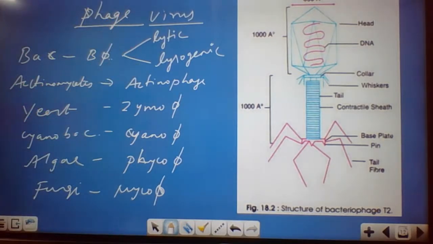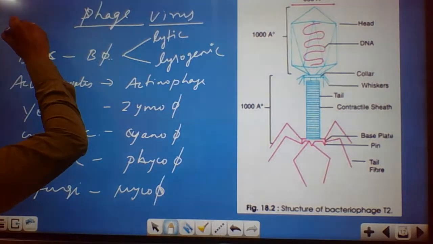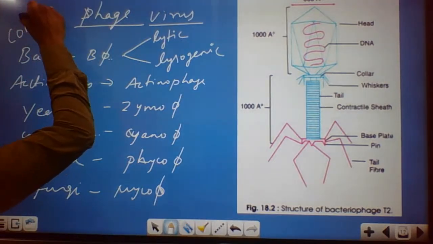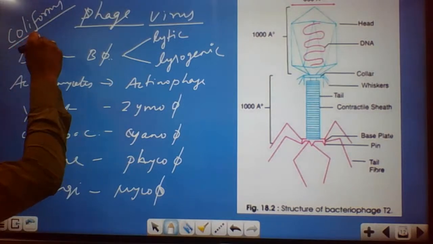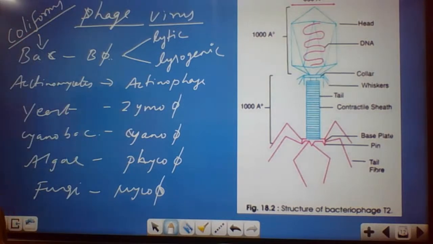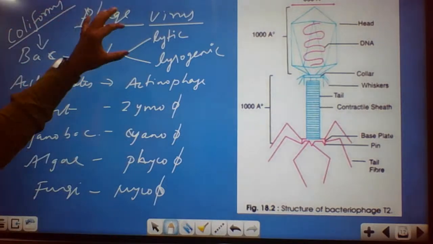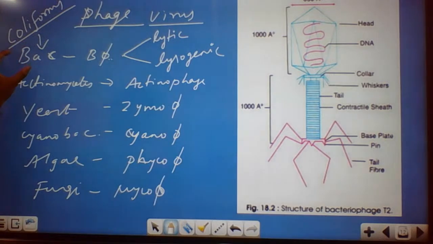Which group of bacteria usually does it prefer? It prefers coliforms, because those organisms are normally present in your intestinal part, the colon part. So that's why we call them coliforms. These phages have the ability to affect this type of bacteria.